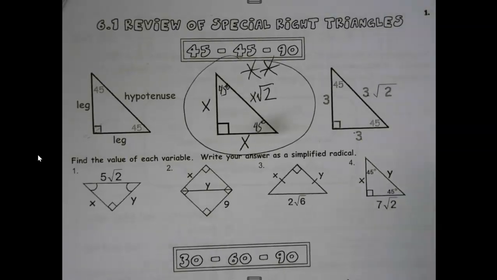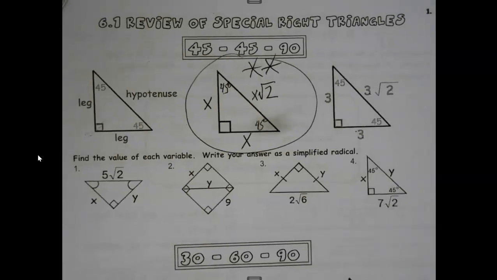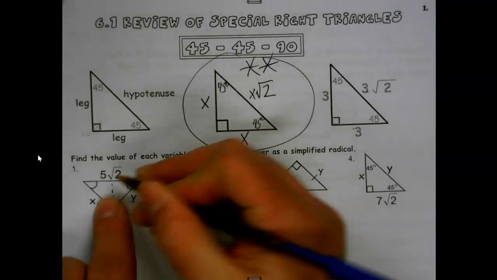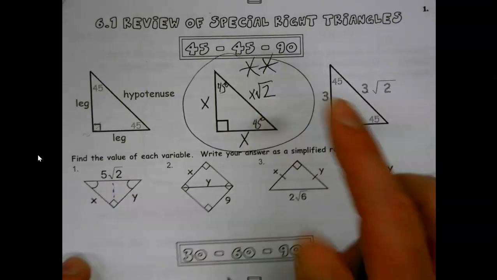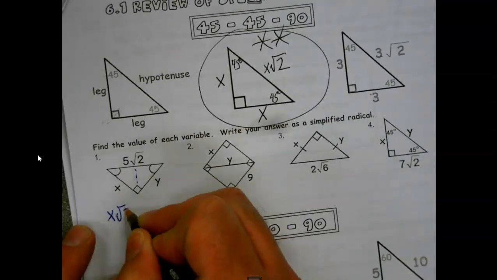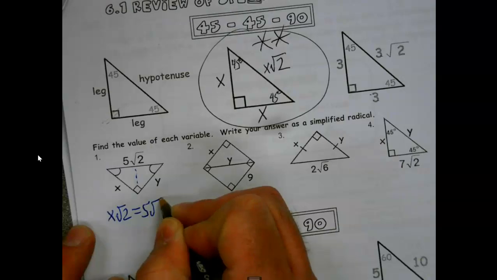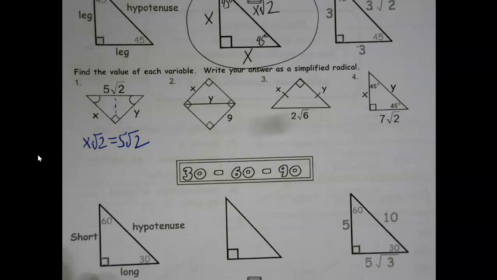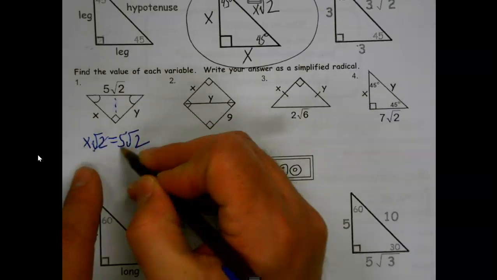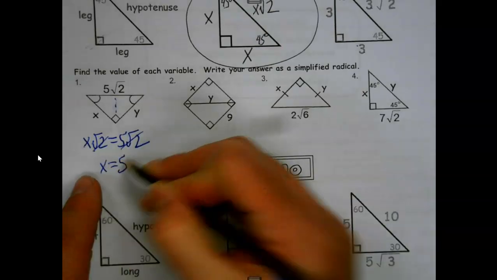Find the value of the variable. Write your answer as a simplified radical, if it is a radical. Here, for instance, it's just a comparison game. This is my hypotenuse. My hypotenuse is x times the square root of 2. That's 5 times the square root of 2. I know, Hardy, I don't need to write this down. This is the mindset we've got to get into: both sides have the square root of 2, so they just cancel. So x is 5.